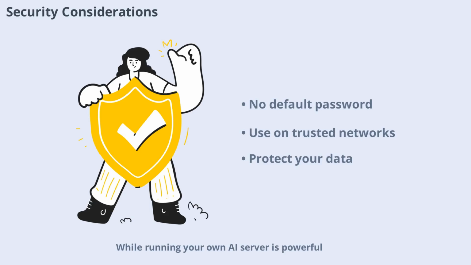While running your own AI server is powerful, it's important to consider security. By default, the server has no password, so only use it on trusted networks like your home Wi-Fi. Avoid exposing it to public networks or the internet. For remote access, use secure methods like private mesh networks. Treat your AI server like any open door on your network. Protect it accordingly to keep your data safe.